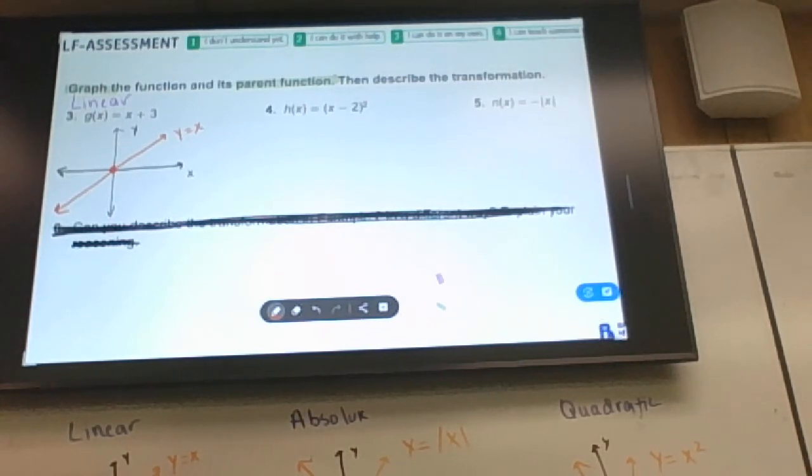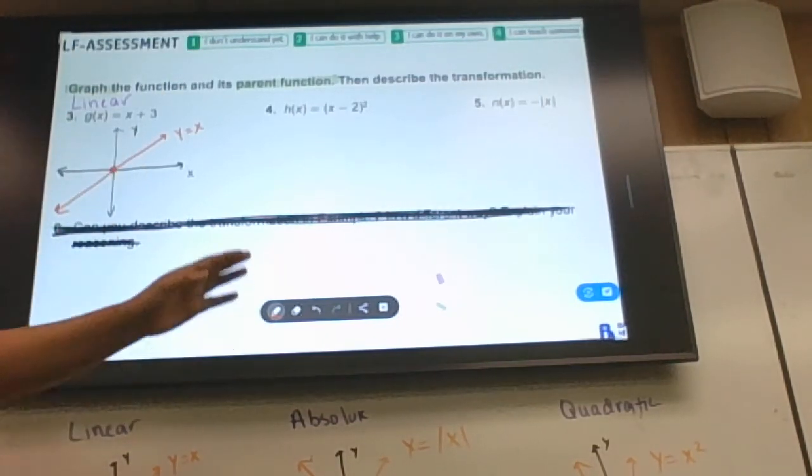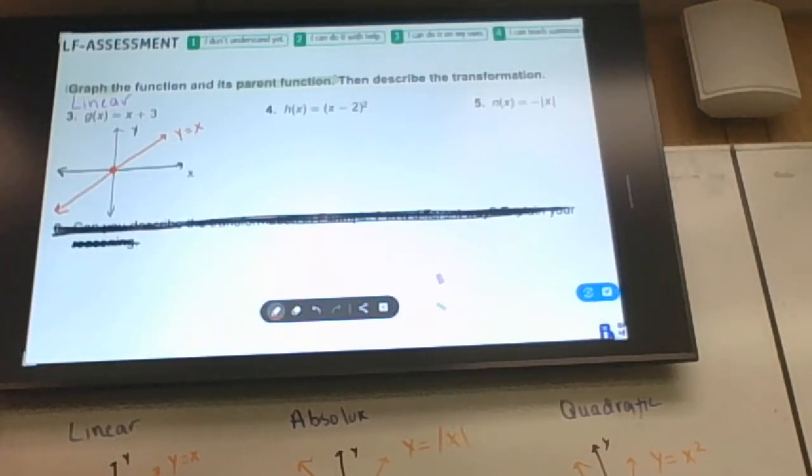Okay, it's y equals x plus 3. Are there parentheses in y equals x plus 3 as shown? There's no parentheses here. So would 3 be considered an h or a k? 3 is a k. H's are in parentheses or brackets. K's are not.